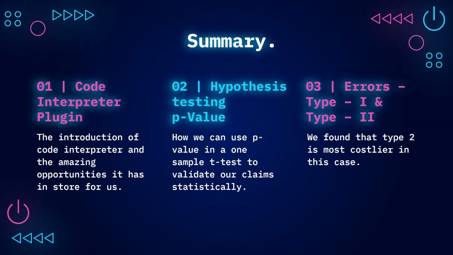And the other thing that we saw was hypothesis testing and p-value, where hypothesis testing is actually useful and how p-value makes sense in a hypothesis test. And the final thing that we saw were errors, and there were two types of errors, type 1 and type 2, where we clearly defined what is type 1 and what is type 2. And in our case, type 2 errors would have been more costly because we would have ended up recalling all our cars.